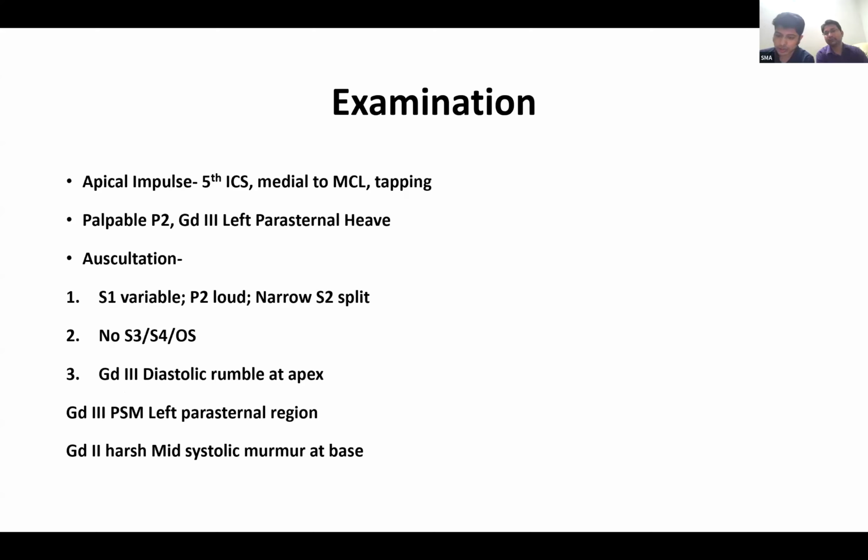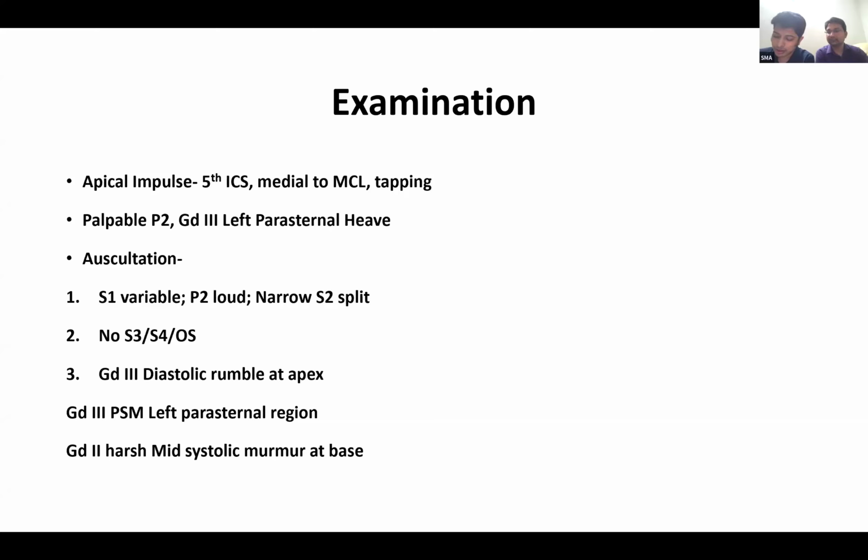Coming to cardiovascular examination, on inspection, apical impulse is localized in the left fifth intercostal space, medial to mid-clavicular line. No visible scar marks or veins, and no other visible pulsations. On palpation, apical impulse is localized in the left fifth intercostal space, just medial to mid-clavicular line over a single intercostal space and is tapping in nature. P2 is palpable in the left second intercostal space. There is grade 3 left parasternal heave along with RV type epigastric pulsations. There is no other thrill or pulsation.